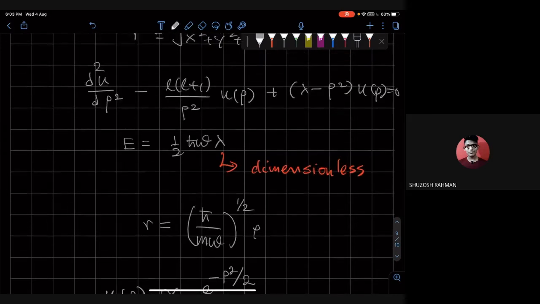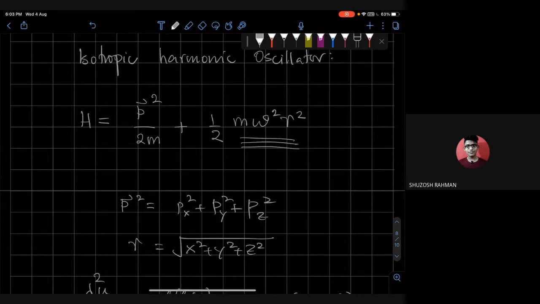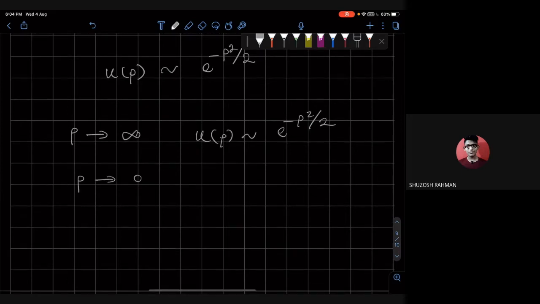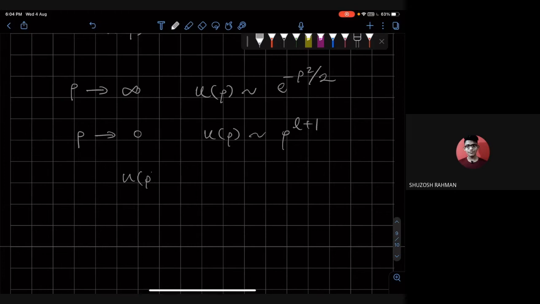Again, when r goes to 0, although this potential does not go to 0 but to a constant, because it's a constant, we can always add a constant. So our intuition from before, where the potential went to 0 as r went to 0, is still valid. Basically, as rho goes to infinity, we expect u of rho to be exponentially damped. But as rho goes to 0, we would like to assume that it goes to rho to the power L plus 1. So we combine these things: u of rho is rho to the power L plus 1, times e to the power minus rho squared by 2, times f of rho.